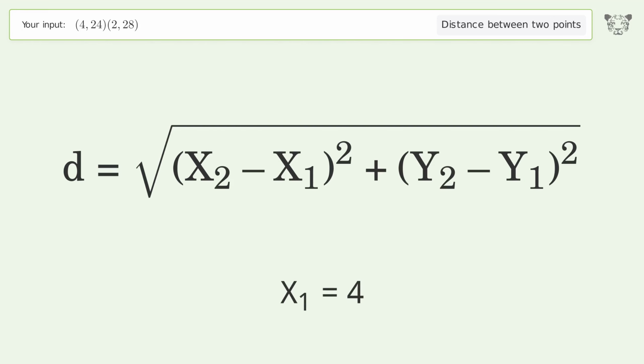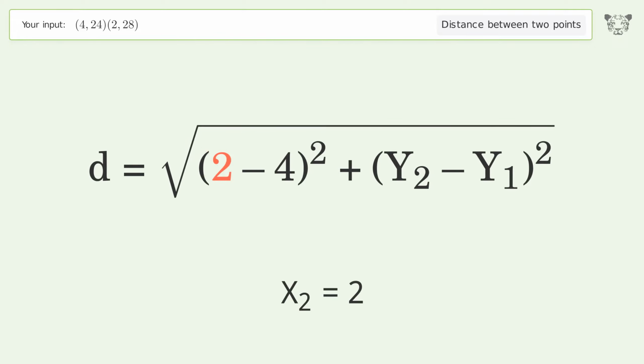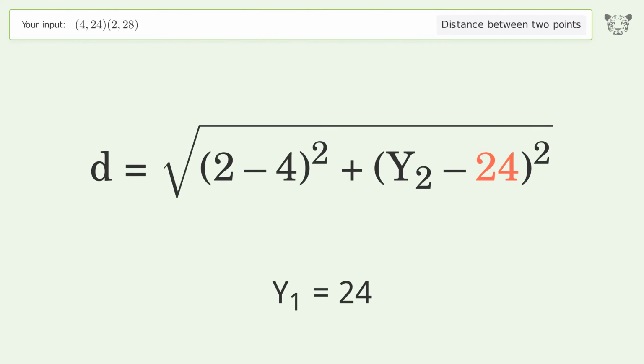x1 equals 4. x2 equals 2. y1 equals 24. y2 equals 28.